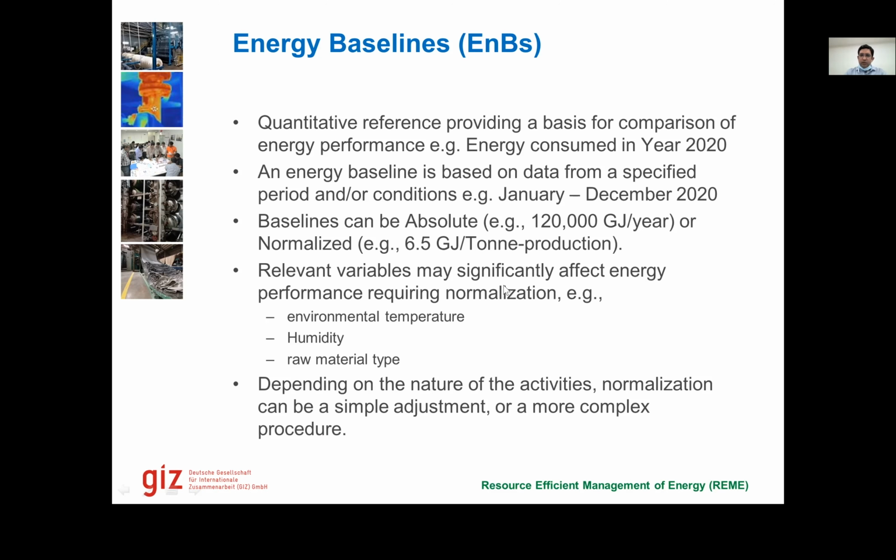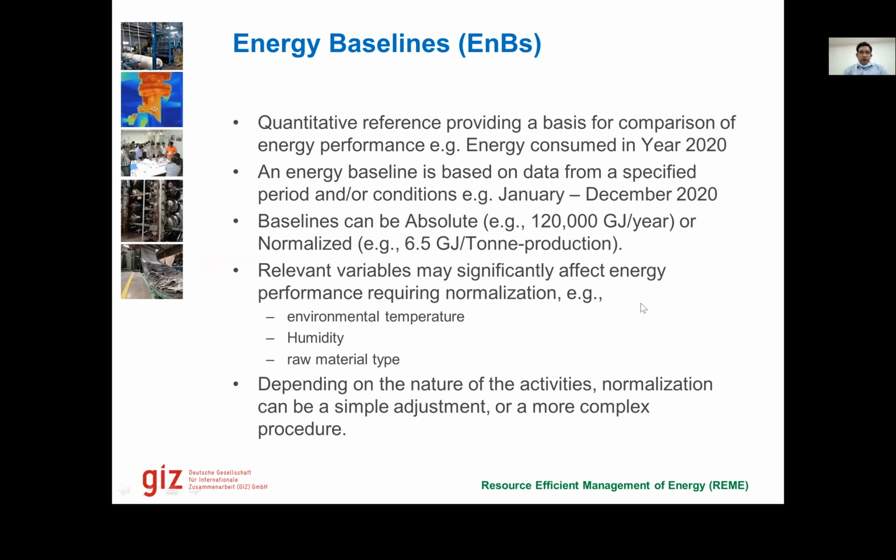Sometimes the energy consumption also varies because of the raw material type. So if we have cotton, for example, we need a lower temperature in the stenters. If we have synthetic fibers, we need a higher temperature in the stenters. So these are different significant variables that we need to identify for our baseline, and this depends on the nature of activities. We can do a simple normalization. As you can see in point number 3, simply dividing it by the production quantity. This could be a simple one, or we could have a complex procedure like using a regression analysis.